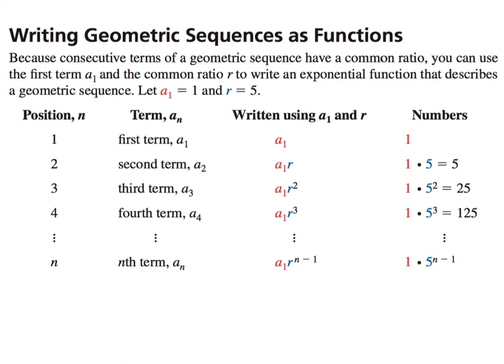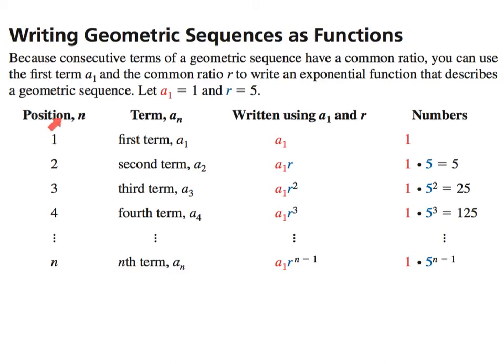Because consecutive terms of a geometric sequence have a common ratio, once again, each number in consecutive order of a geometric sequence has a common ratio, you can use the first term. That's why we call it a sub 1. And the common ratio r to write an exponential function that describes a geometric sequence.